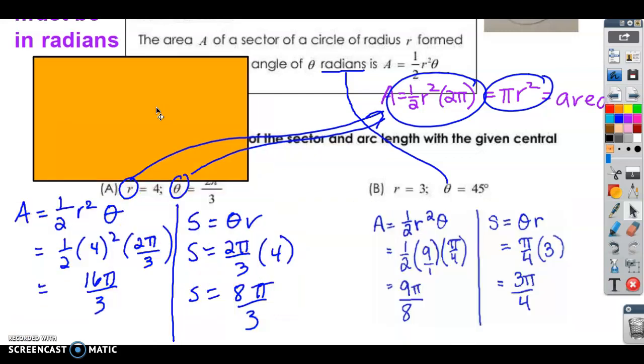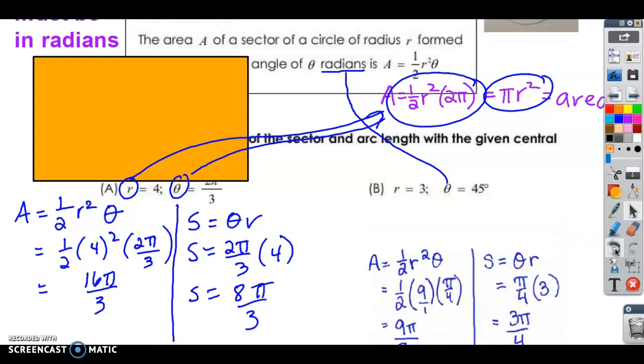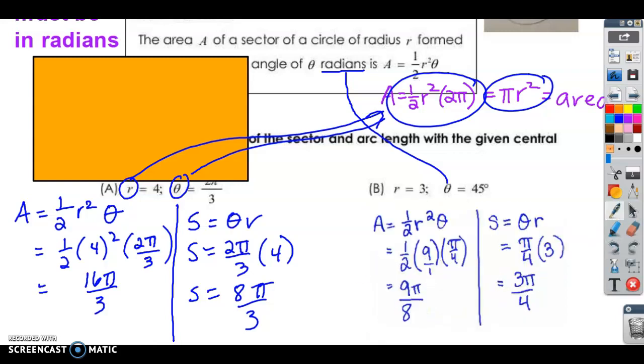All right, so plug in for the radius, which is 3. When you square it, it's 9. Theta has to be in radians, so you have to change the 45 degrees to pi over 4. Then you can multiply and you get 9 pi over 8. And now for the arc length, theta is pi over 4. The radius is 3. Multiply, you get 3 pi over 4.